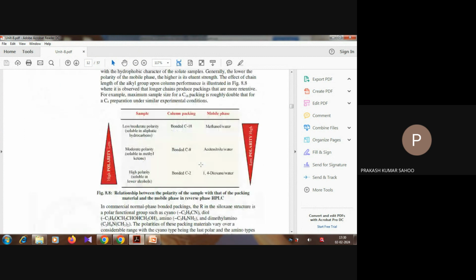Then we have the relationship between the polarity of the sample and that of the packing material and the mobile phase in reverse phase HPLC. Then we have C18, C8, and the C bonded C2. If the column packing is C18, then it is for low to moderate polarity samples, which are soluble in aliphatic hydrocarbons, with methanol or water as the mobile phase.